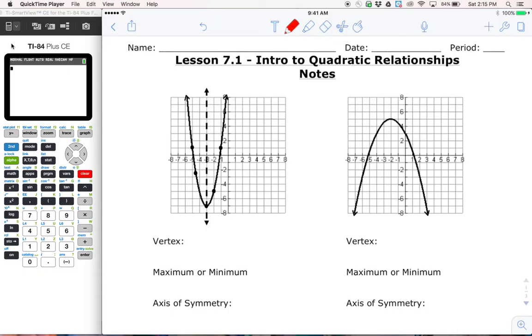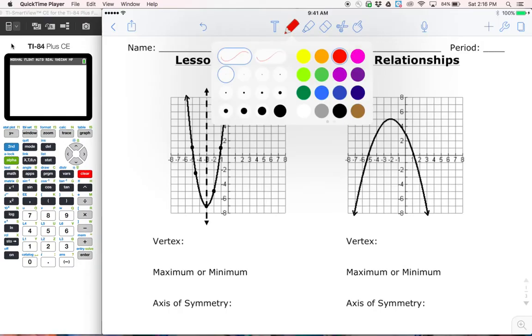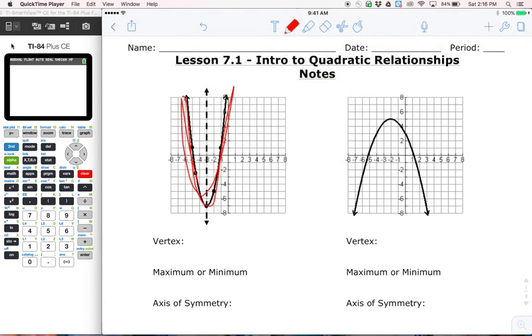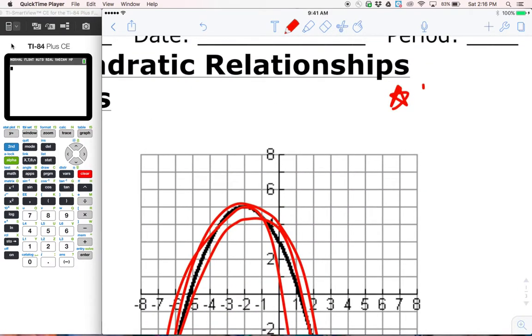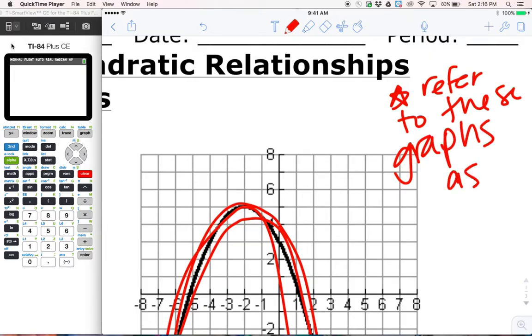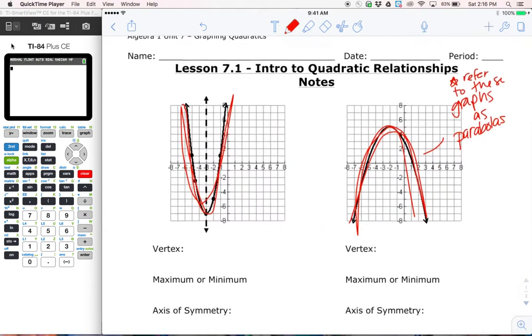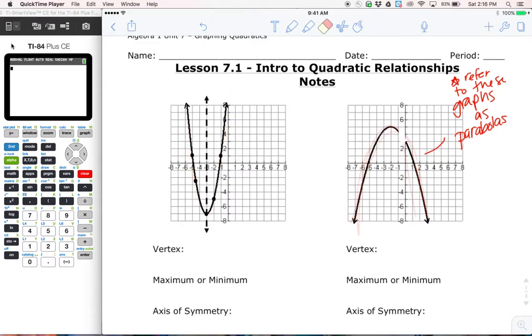Something that you are definitely going to want to know is that these U shapes that we see, you're going to hear me refer to them often as parabolas. It might be a word you've heard before, might not be, but when you hear me say parabolas, I'm just talking about that U shape that we see on the graph. And what we're going to talk about in this video is just the different parts and pieces of these functions.